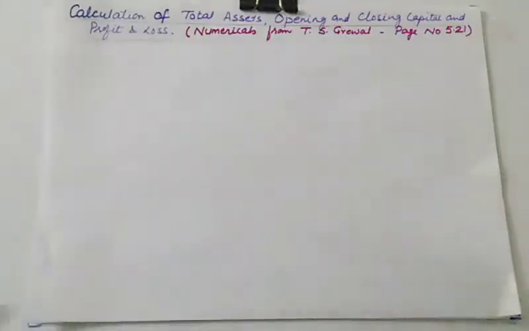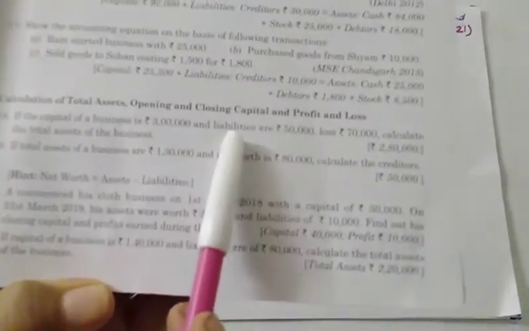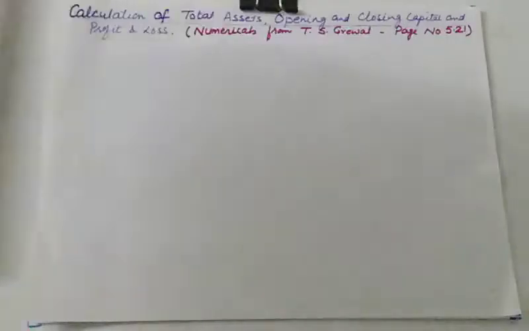So the first numerical is question number 18. I hope you will be able to see this numerical on your screen. This is question number 18. If the capital of the business is 3 lakhs, liabilities are 50,000, loss is 70,000, you are required to calculate total assets of the business.